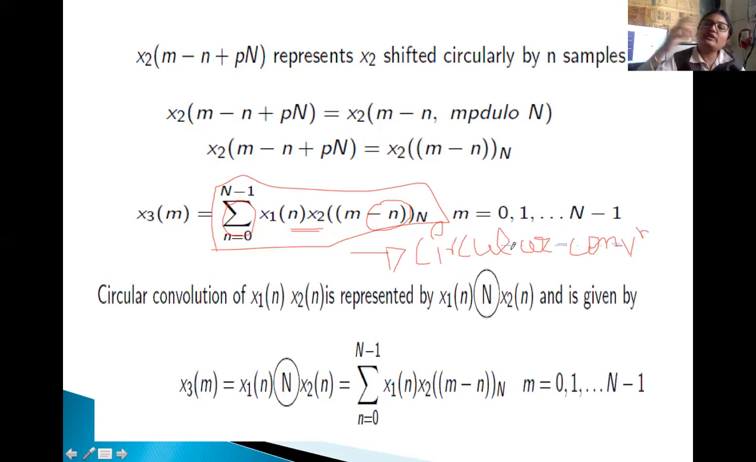Like in linear convolution, multiplication of two sequences is equivalent to convolution in the time domain. Similarly, for DFT also we can say that multiplication of two DFT values in the frequency domain is equivalent to circular convolution in the time domain. So here this x3 of m is the third sequence which is calculated by performing circular convolution between two sequences, x1 of n and x2 of n. So this property is called circular convolution or multiplication of two DFTs. This is a very, very important property.